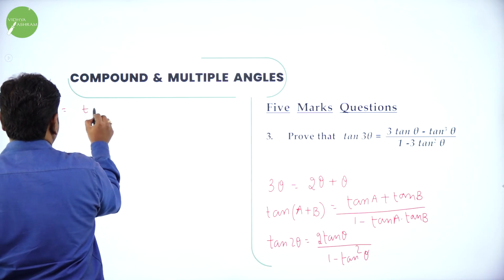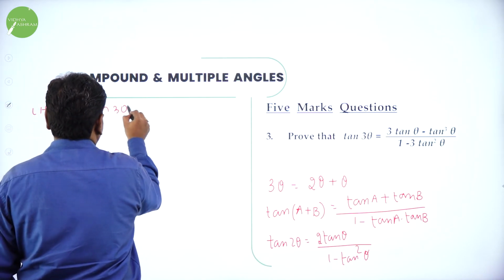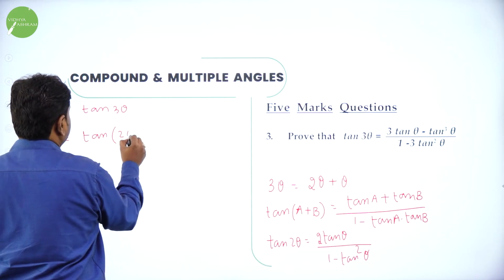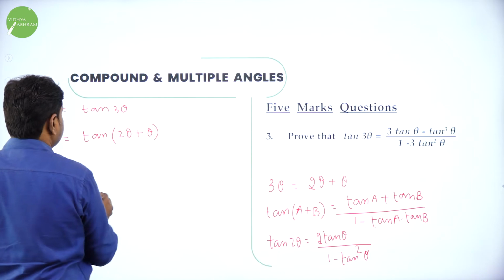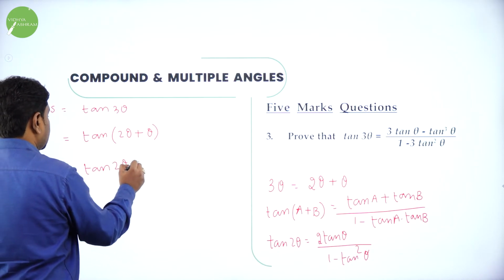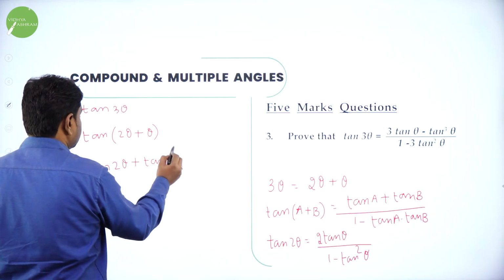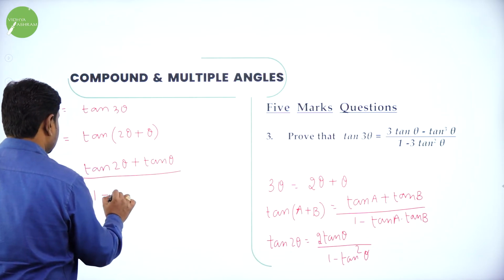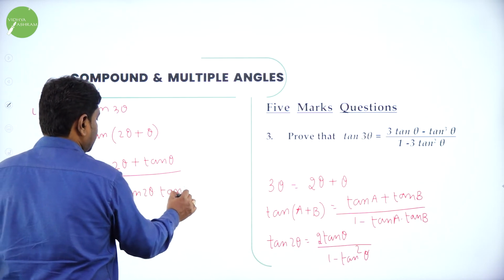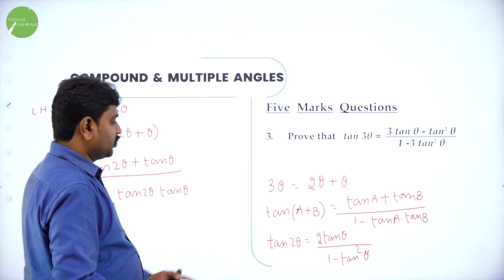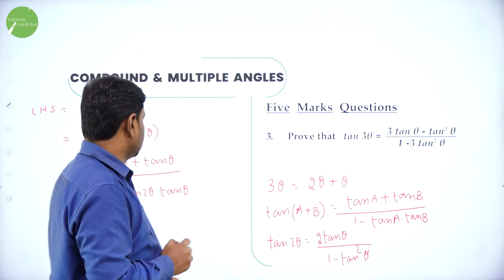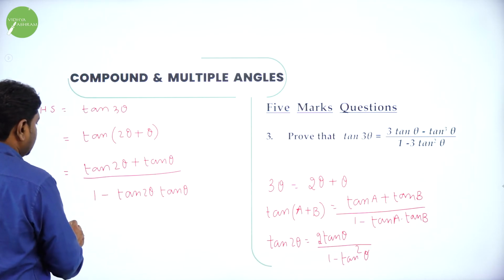So take LHS. What is LHS given? LHS given is tan 3 theta, and all of you know tan 3 theta can be written as tan of 2 theta plus theta. Now it is in the form of tan of A plus B. Tan of A plus B can be written as tan A plus tan B by 1 minus tan A into tan B. That will become 1 minus tan 2 theta into tan theta. Here we have the tan 2 theta formula. All of you know tan 2 theta can be written as 2 tan theta by 1 minus tan squared theta. So here use the multiple angle formula for this.